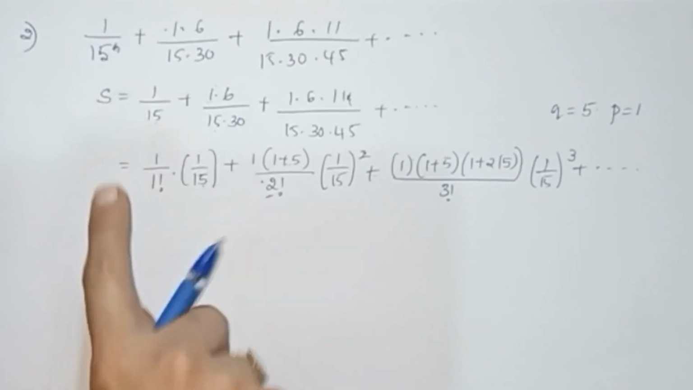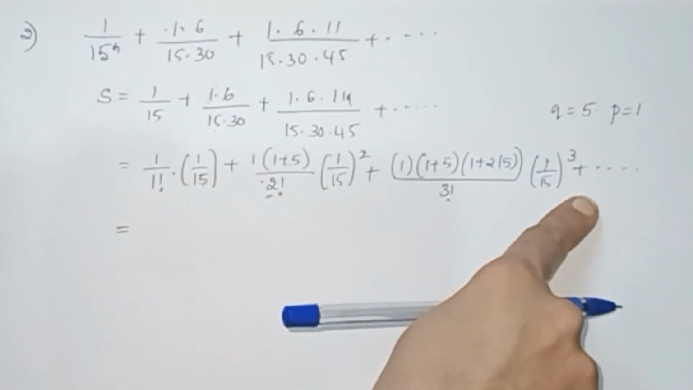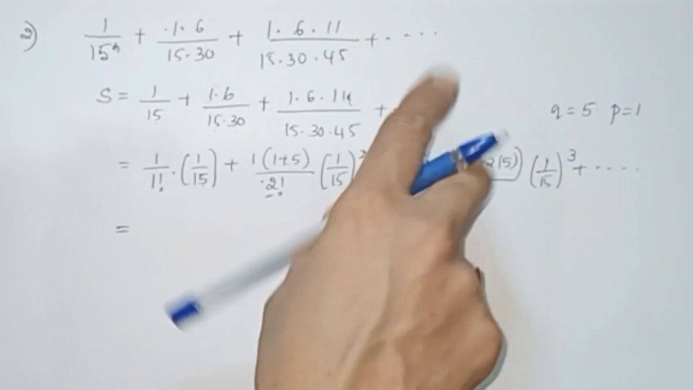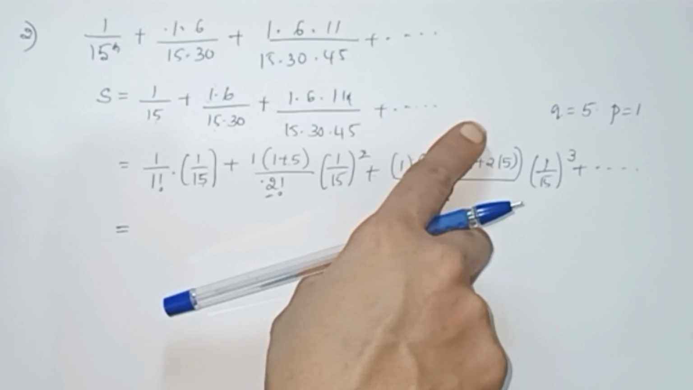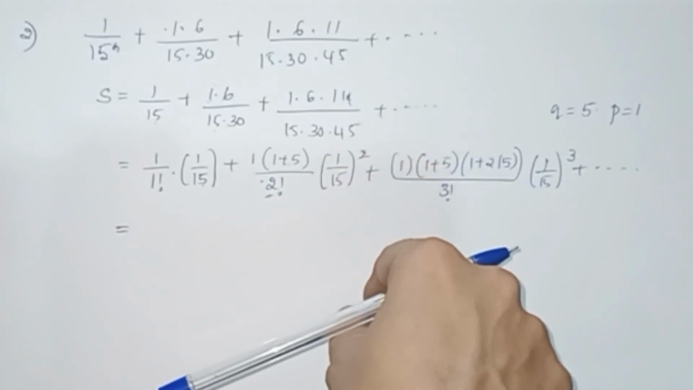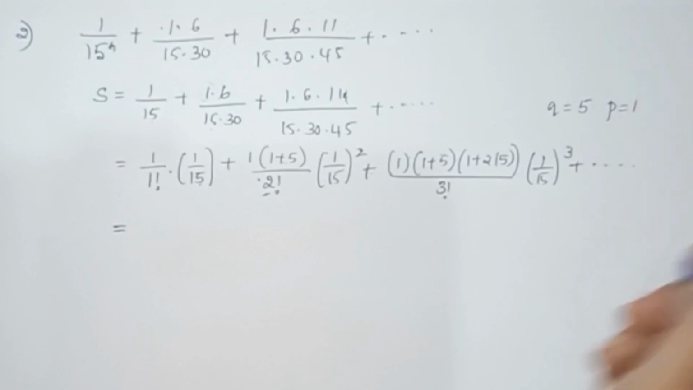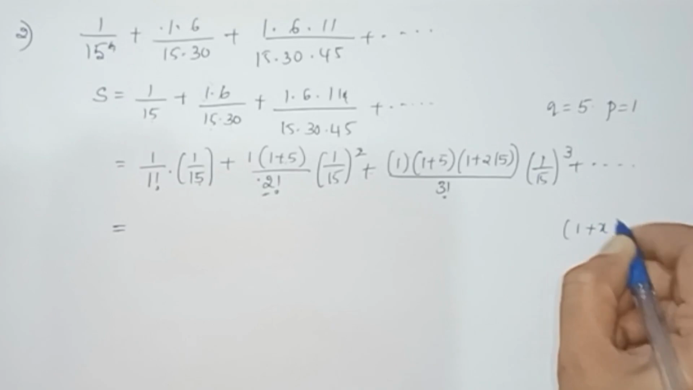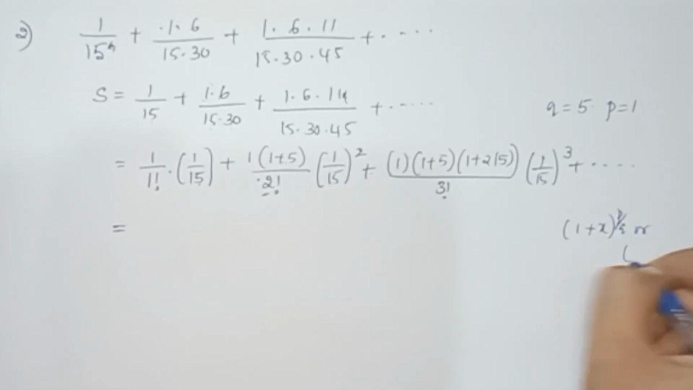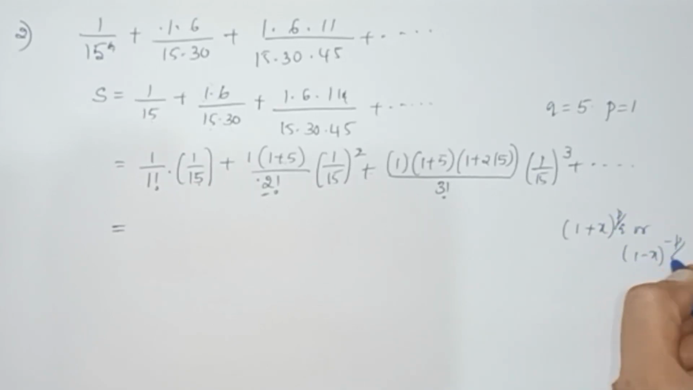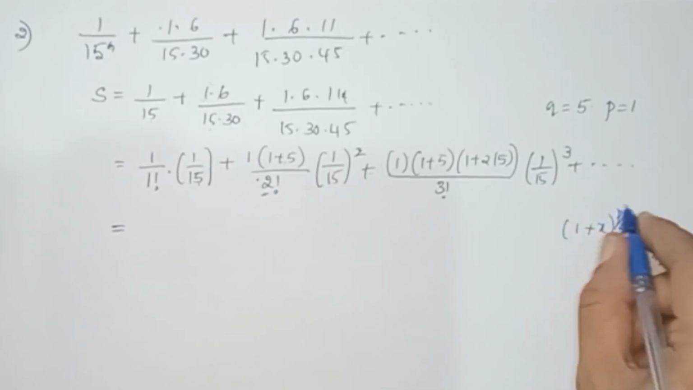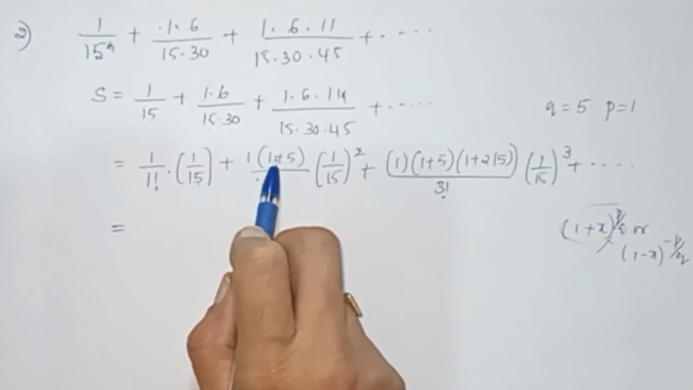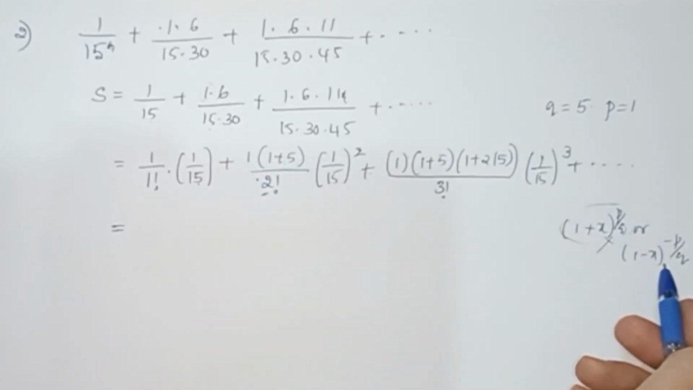So this is equal to, all terms are positive. All terms are positive means there are two possibilities. One with the index p by q, another with the index minus p by q. There are two possibilities. That is, one is 1 plus x to the power p by q, or 1 minus x to the power minus p by q. But the first possibility will not come because here you have p plus q. P plus q comes in the last possibility.